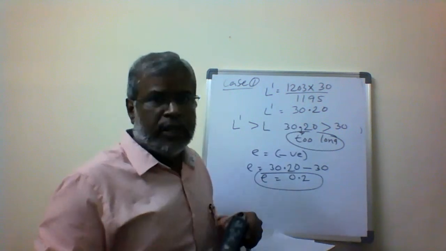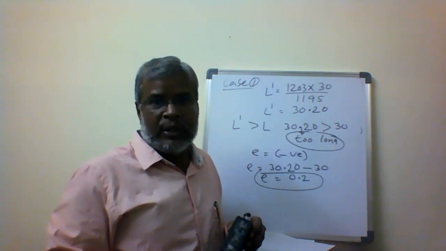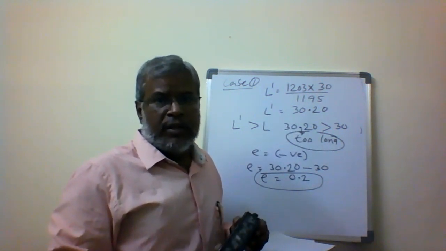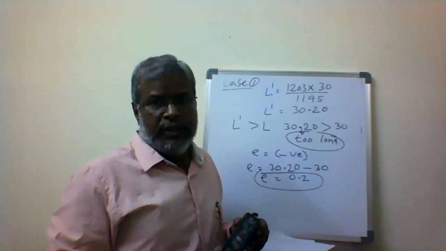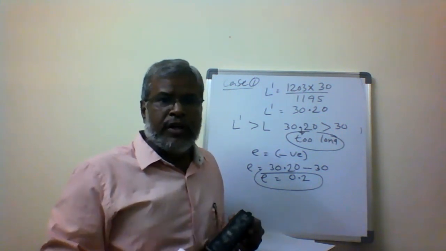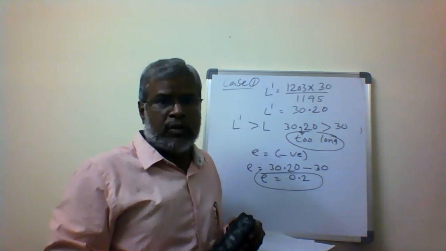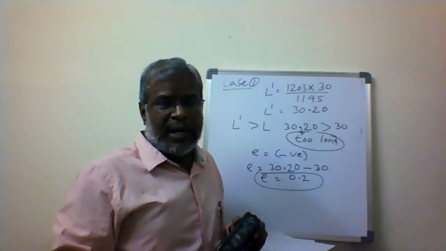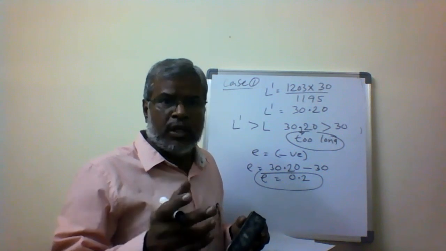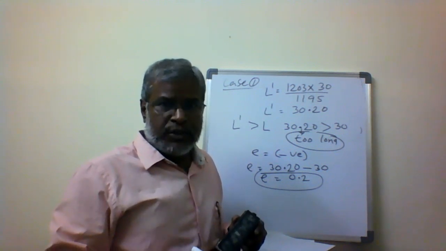So this is the problem. In that way, we are going to calculate the error in the given distance, or in the given chain itself. So these are the two different types of problems. The first problem we worked out was when the chain is too long, how to calculate the true distance. If it is too short, how we can calculate the true distance.